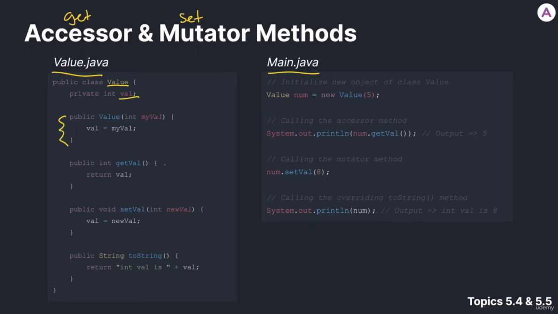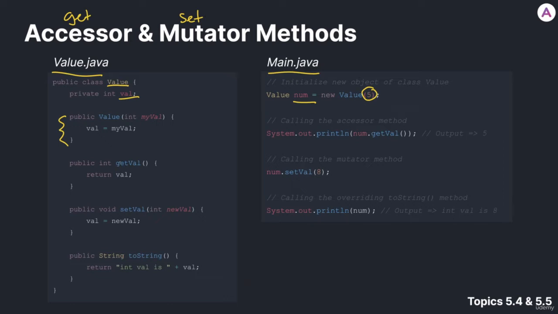We can see we have a basic constructor here, and we take in the variable as an argument myval, and we set val to that value. In the main.java file, we can see we're creating an object called num, and we're utilizing that constructor to pass in the value 5, which will become val's value, of course.